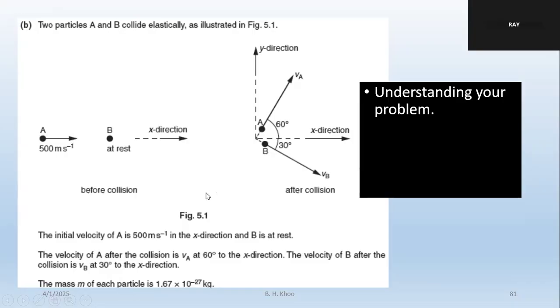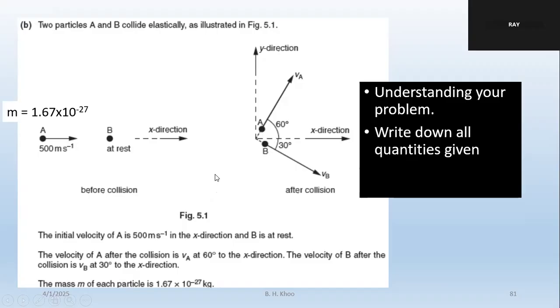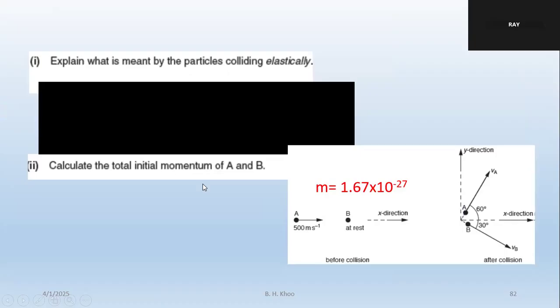Understand the problem. Write down the quantities given. Mass is given, and then the speed is given. Write down on the paper itself, then you can remember that. So all is given.